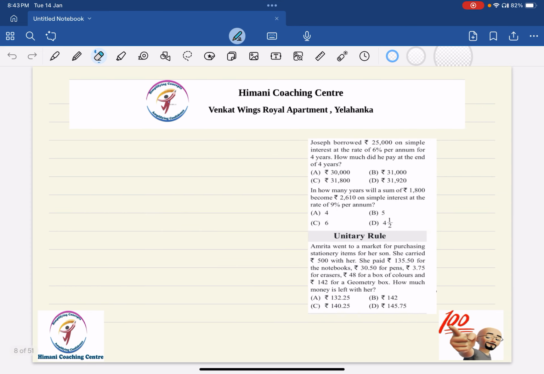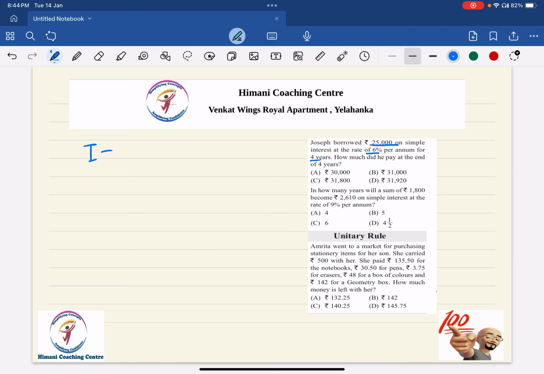Now let us look at question number one. It says Joseph borrowed 25,000 on simple interest at the rate of 6% per annum for 4 years. How much did he pay at the end of 4 years? First we should figure out the interest on 25,000 at the rate of 6% for 4 years, and then he will have to pay the amount. How do we find amount? Amount is principal plus interest.